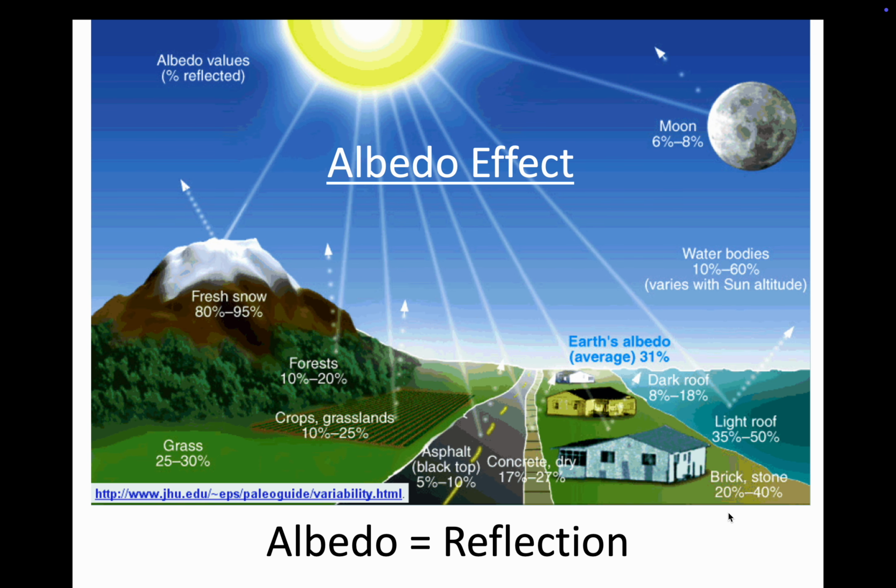There's this thing called the albedo effect. The albedo effect is the idea that everything on Earth absorbs and reflects solar radiation differently. And this is actually something you inherently know, but we don't talk about this in normal society. Fresh snow actually reflects 80 to 90% of the sun's energy. Forest only reflects 10 to 20%.